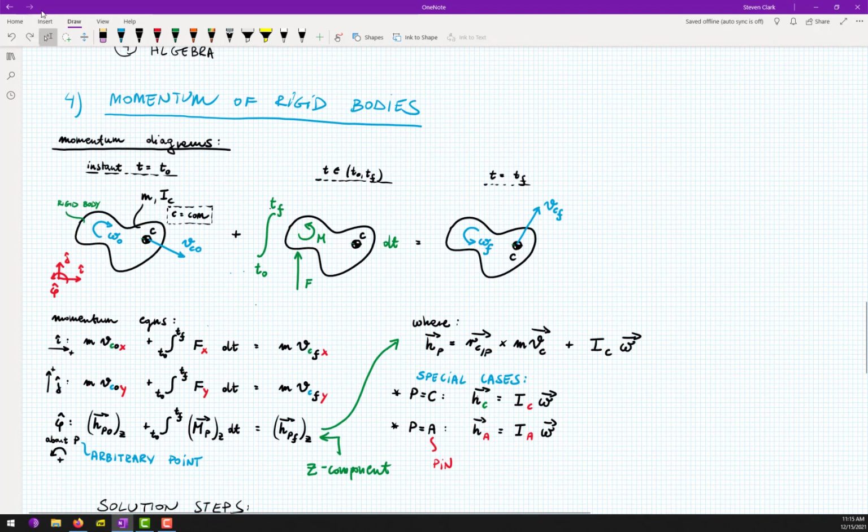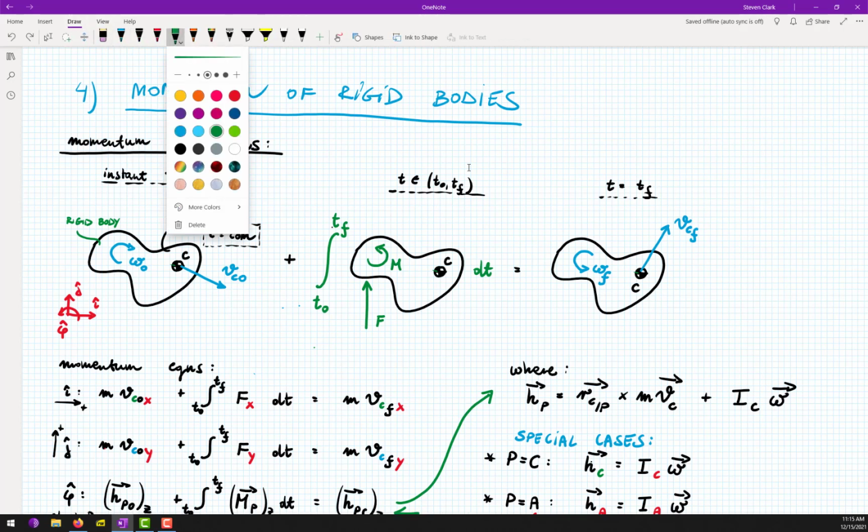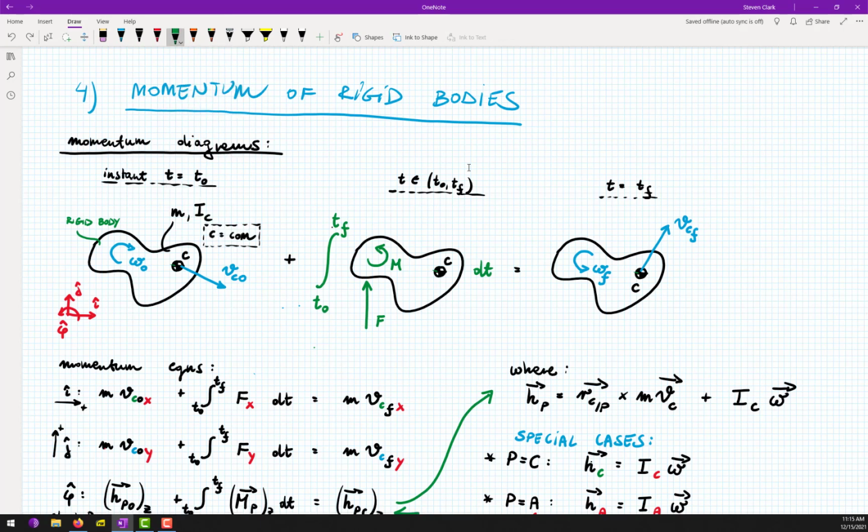Okay, when it comes to momentum of rigid bodies, that's better, I think. This is what I usually do. When I detect that a problem can be solved via momentum methods, I just start with drawing momentum diagrams. I draw a momentum diagram for time instant initial, a momentum diagram for time instant final, and in here I show all the impulses acting on the body.